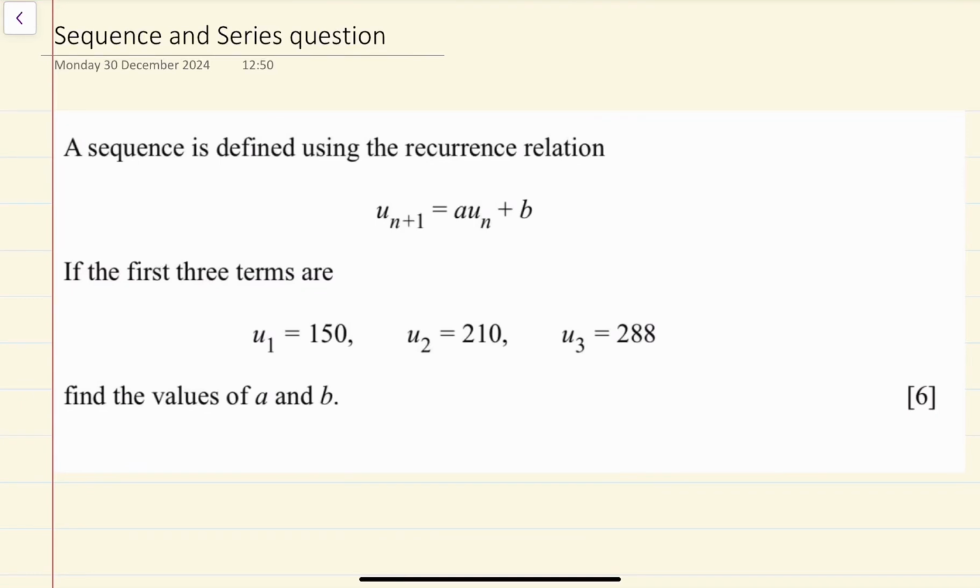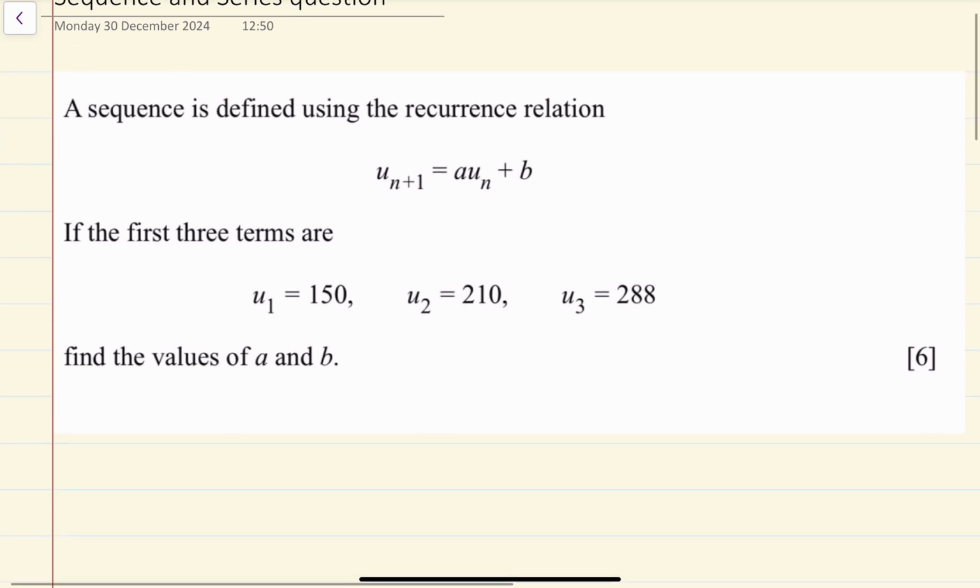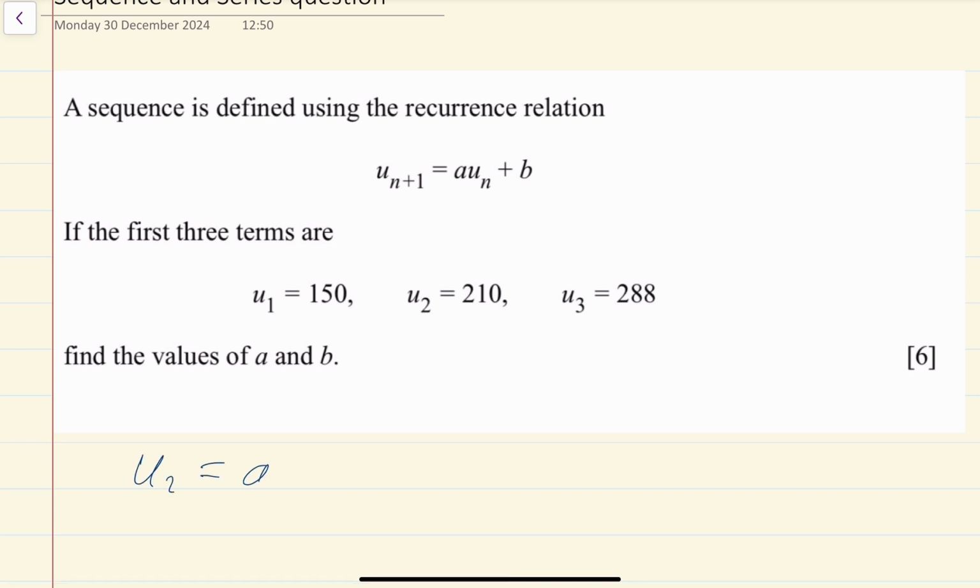Okay, this is a sequence and series question. It says a sequence is defined using the recurrence relation u_{n+1} = a u_n + b. What this means is, to get my next term, I take my current term and multiply by a, and then add b. So to get your u2, for example, you would do a times your u1 and then plus your b.